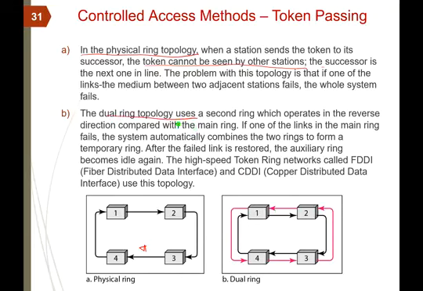which uses a second ring that operates in the reverse direction. So one in this direction, the other in this direction. If one of the links in the main ring fails, the system automatically combines the two rings to form a temporary ring. After the failed link is restored, the auxiliary ring becomes idle again. The high-speed token ring networks, FDDI and CDDI, Copper Distributed Data Interface, use this topology.